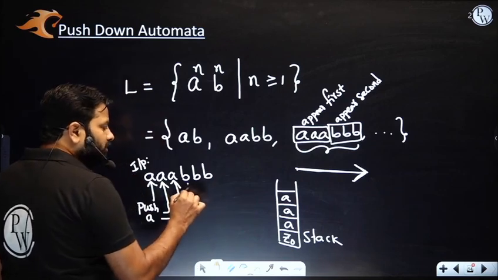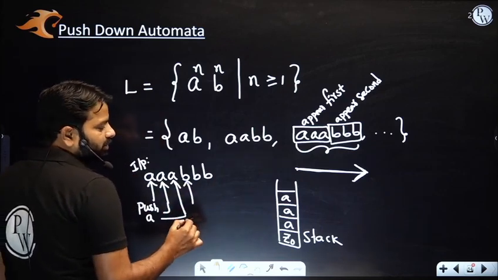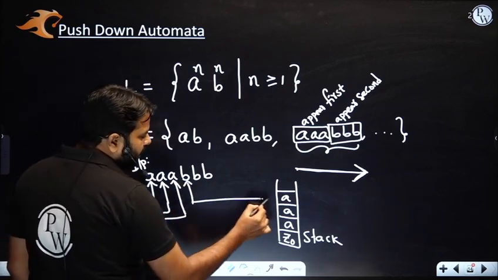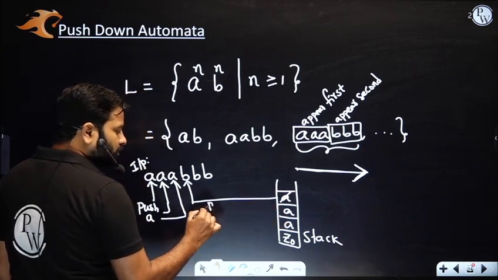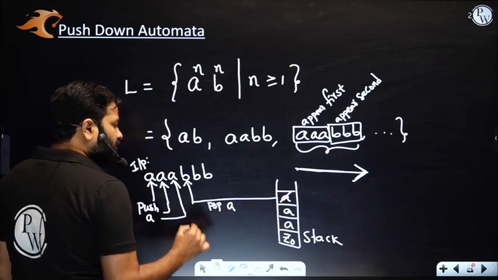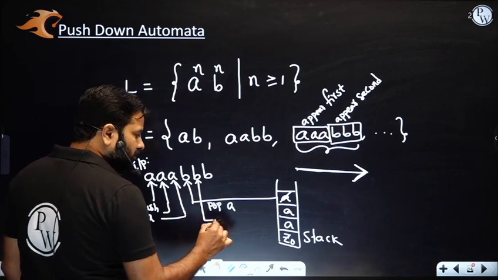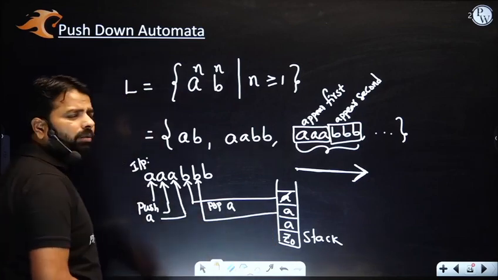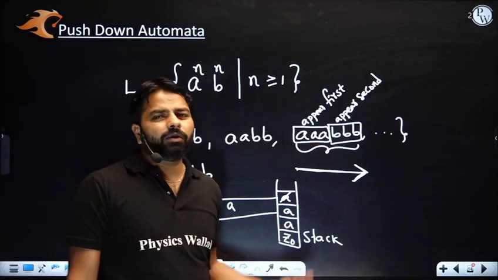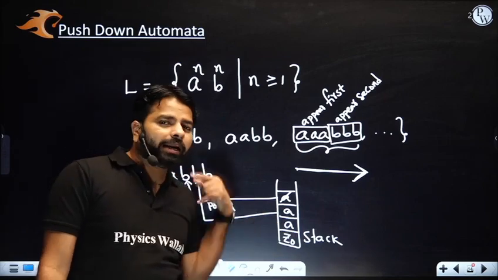But when B comes, I'm going to take a decision that I'm going to pop A. So I'm going to pop when the next B comes. Why are you popping A? Why not B? Because when I push A, I can only pop A. When I push A, how can I pop B?